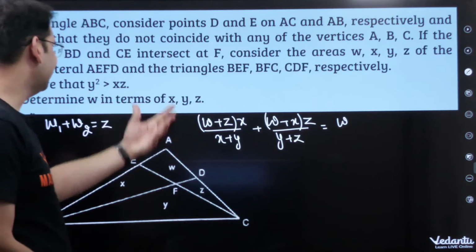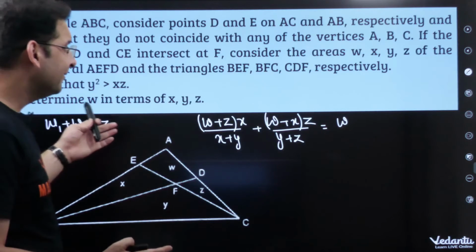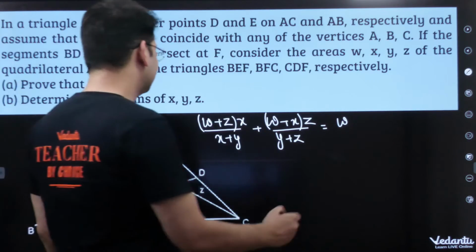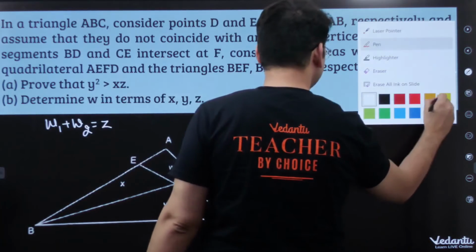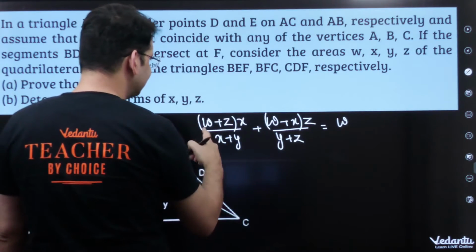Now all I have to do for the second part is take W on one side and the others on the other side, and again try to write W in terms of X, Y, Z, and maybe hope that while solving this I'm able to also prove the first part, right? So let us cross multiply first of all.